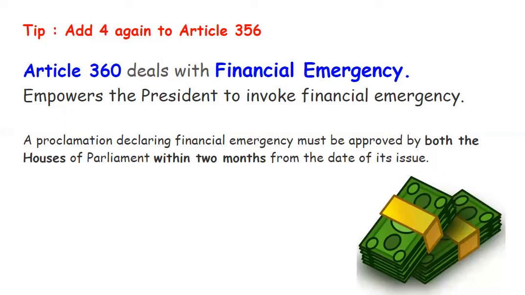So that's all. 352 national emergency, 356 state emergency, 360 is our financial emergency. So these 3 important articles to remember: 352, 356, and 360.